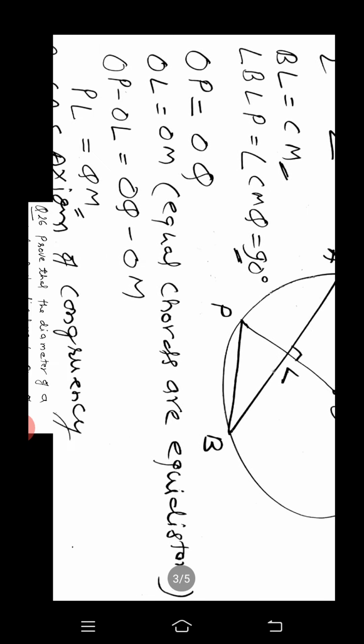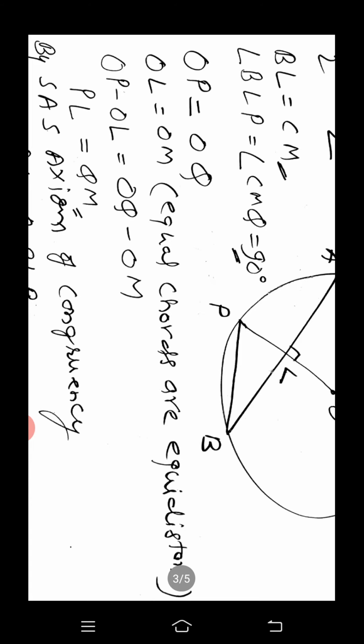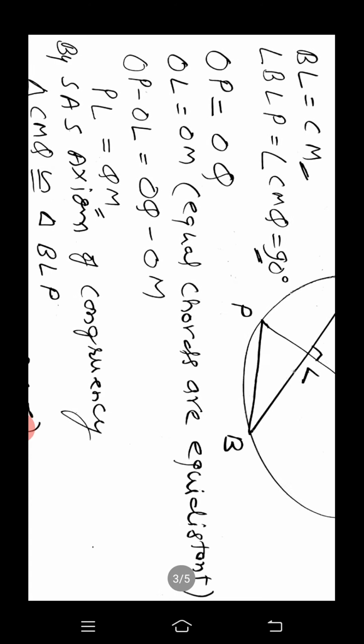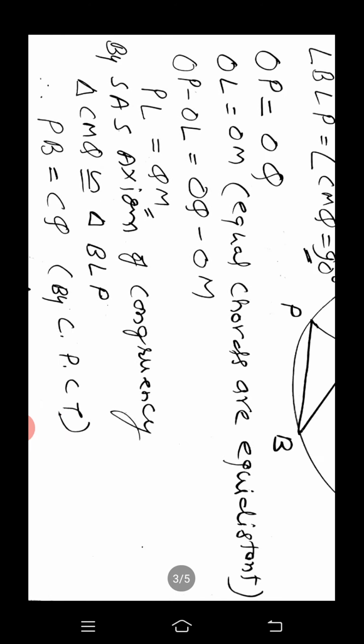So by the side angle side axiom of congruency, we get triangle CMQ congruent to triangle BLP. Therefore, PB equals CQ. This only we have to prove, by CPCT. CPCT means corresponding parts of congruent triangles.